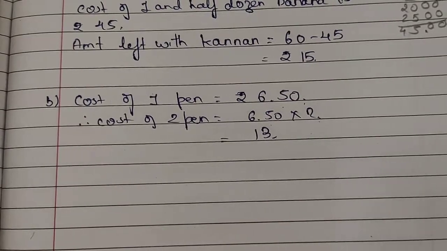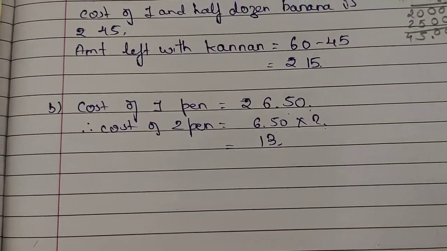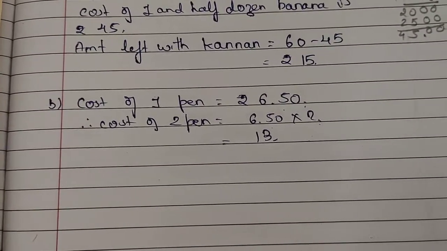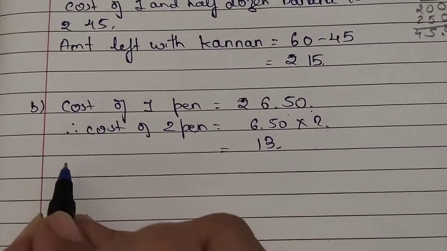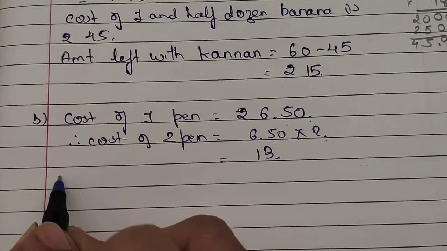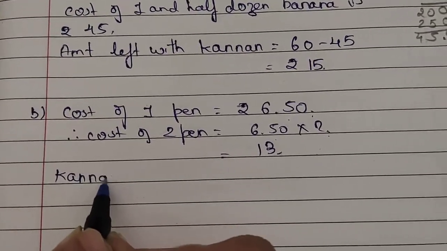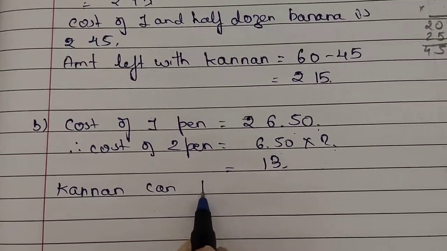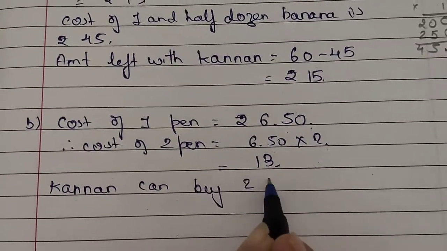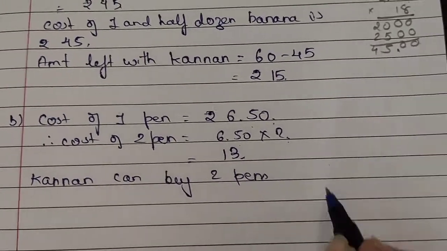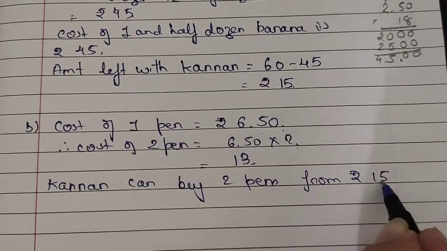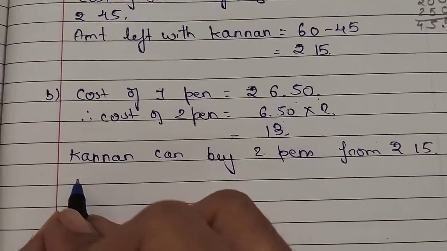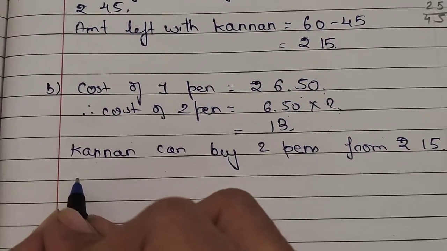And how many rupees does Kanan have? Kanan has only 15 rupees. So how many pens can he buy? So he can buy two pens. So Kanan can buy two pens from rupees 15. And how much money is left with him?